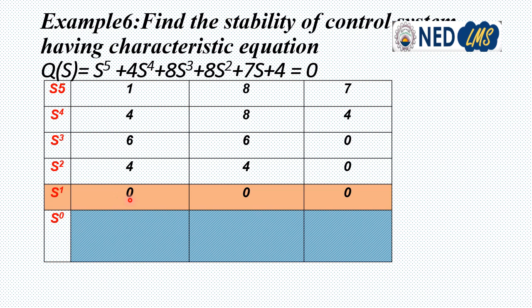The s raised to the power 1 row is actually 4 into 6 minus 4 into 6, that is 24 minus 24 upon 4, which is 0. Then for this we have 4 into 0 minus 6 into 0, minus 0 is 0, upon 4 is 0. It means that this is case 2. The s raised to the power 1 row is all zeros. So we have a complete row of 0, and this is special case 2: if all the elements in any row of the Routh table are 0, then we say that this is special case 2, and we see the remedies for it. We have to follow some steps, and then we'll continue the Routh table in the usual manner.